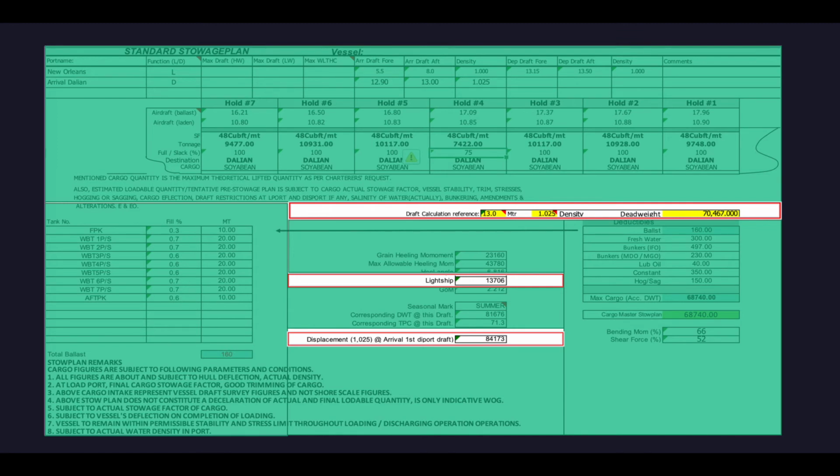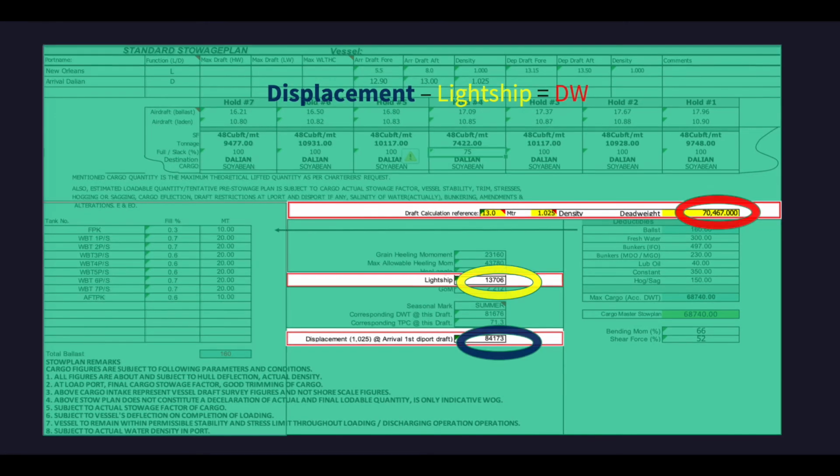Now, let's remind you of a simple formula. Displacement minus the light ship is equal to the deadweight of the vessel. So here, 84,173 tons displacement, minus 13,706 tons of light ship, we get a deadweight of 70,467 for draft 13 meters and density 1.025.